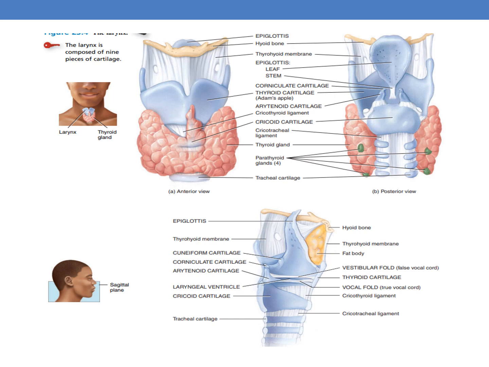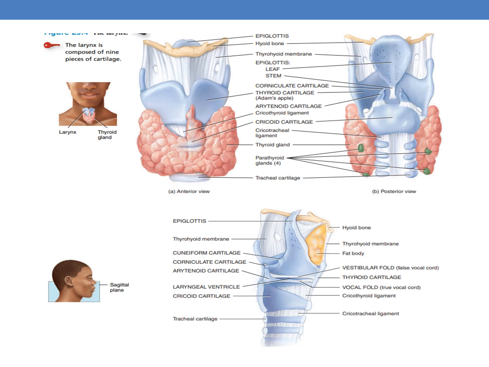Here you can see the anterior and the posterior view of the larynx. This is the epiglottis and this is the hyoid bone. This is the thyrohyoid membrane. And this is the thyroid cartilage or Adam's apple. And here you can see the arytenoid cartilage. And finally, this is the cricoid cartilage. This part is the cricoid cartilage and this is the arytenoid cartilage.